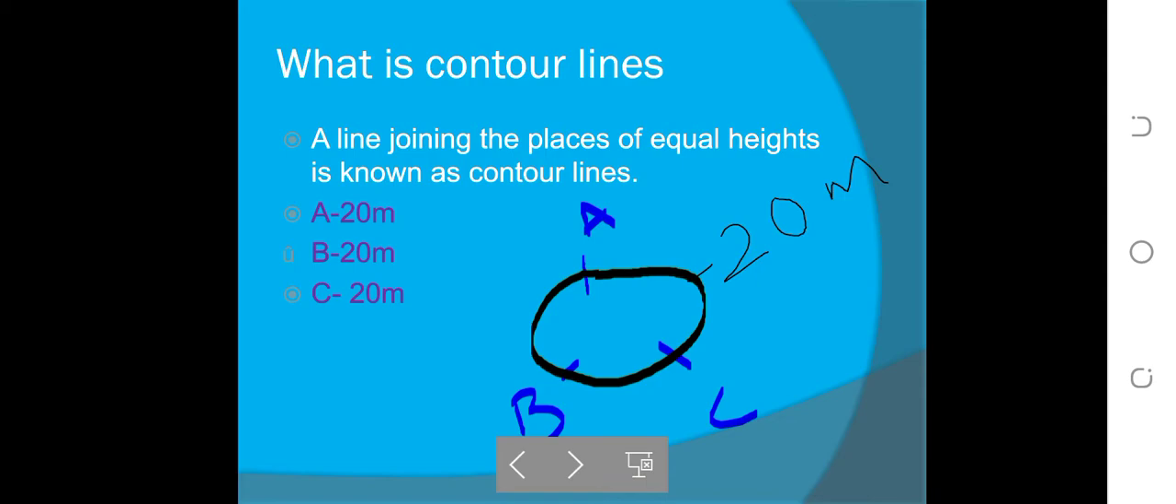There are three places A, B, C. A is at 20 meters, B is at 20 meters, C is at 20 meters. Here you can say A, B, C are at the same height, 20 meters. So all these places A, B, C are on the 20 meter contour line. So we can say a line joining the places of equal heights is known as a contour line. This line joins A, B, C, because A, B, C are of the same height.